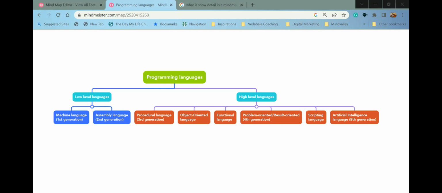So Python is an object-oriented programming language. It comes under the category of functional programming language. It also comes under the scripting programming language.